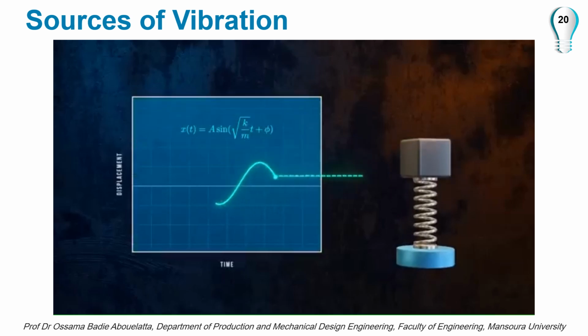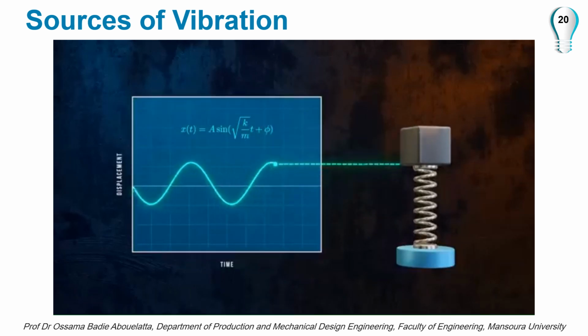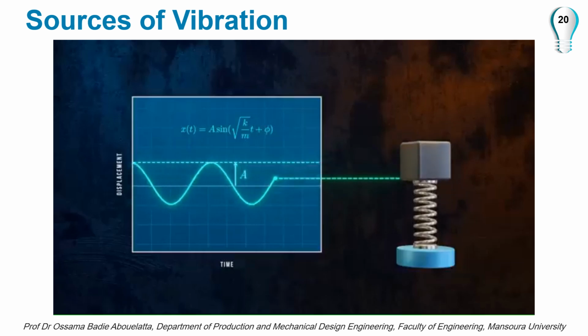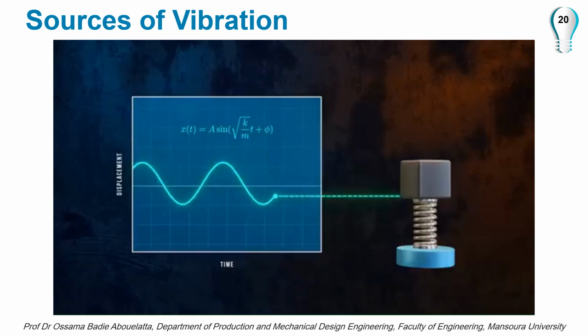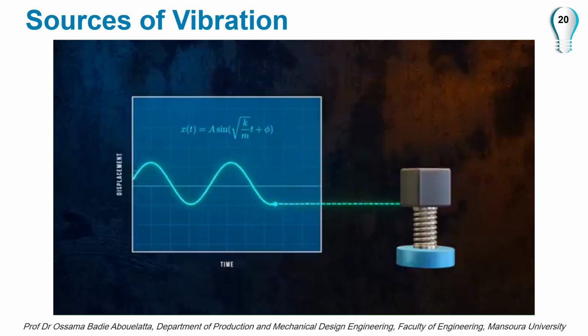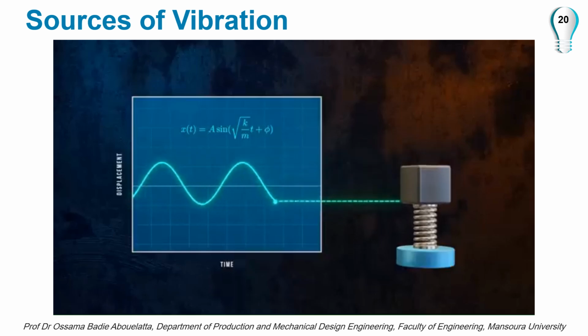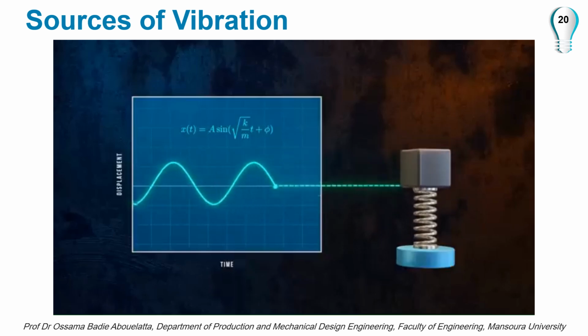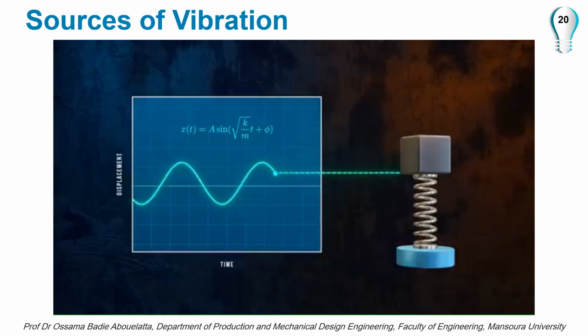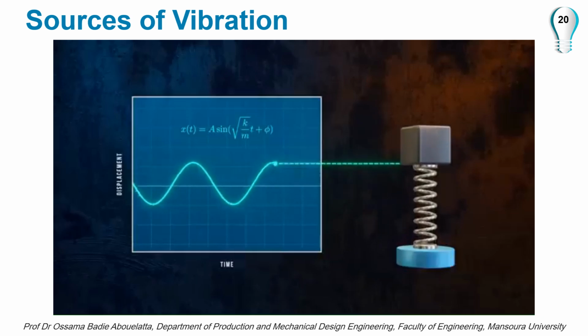T is time, phi is the phase angle, and A is the amplitude of vibration. We can determine A and phi by considering the initial position and velocity of the mass.